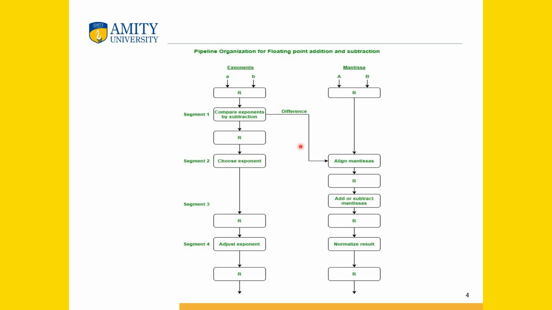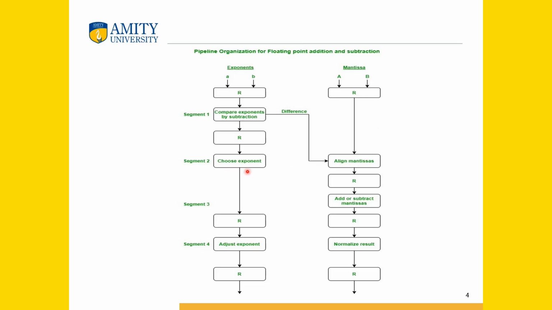Then the difference is sent to align the mantissas. When we get the difference of 1, that means one exponent is bigger than the other. For example, 6.00 has 10 power 3 and 7.00 has 10 power 2. So it aligns 7.00 to match the power of 6.00. It adds another 0 to the number, so that the exponent becomes 10 power 3, and it will become 70.